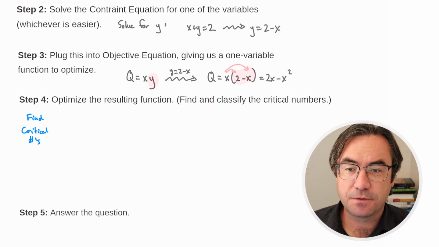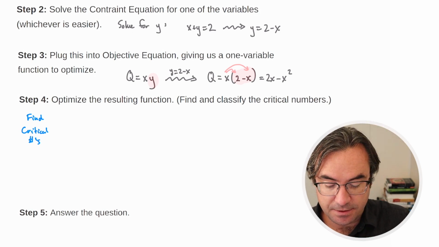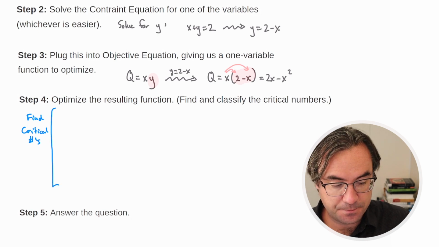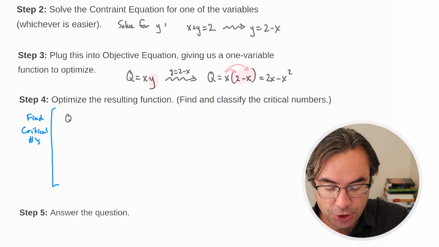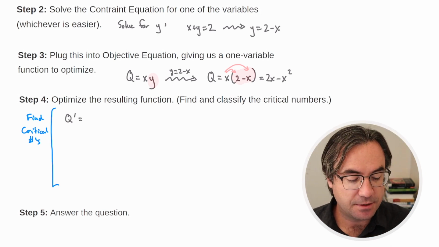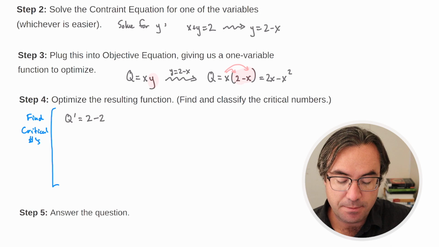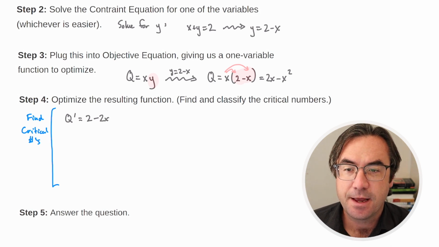And we know that involves our first derivative. So let's get our first derivative. So we'll call it q prime because the function's called q. And let's use this version. So if we differentiate, we get 2 minus 2x.